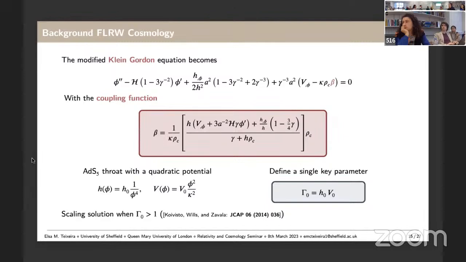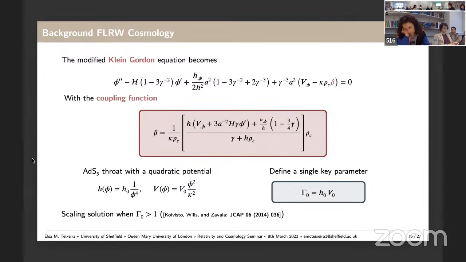Then we have to make a choice, right? Because if we want to study the model, we need to have some kind of toy model. So the simplest case, and so far we have only considered this case, is assuming that we have an AdS5 throat, just because this is the most common phase here, and it's easier to study because we have just a power law for the warp factor.